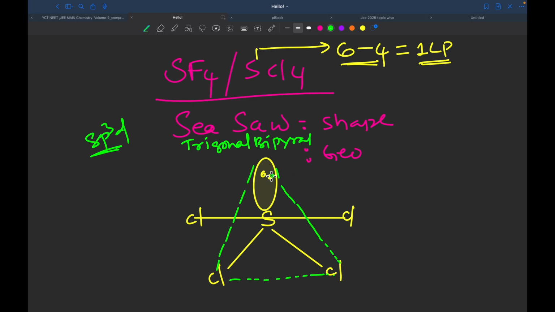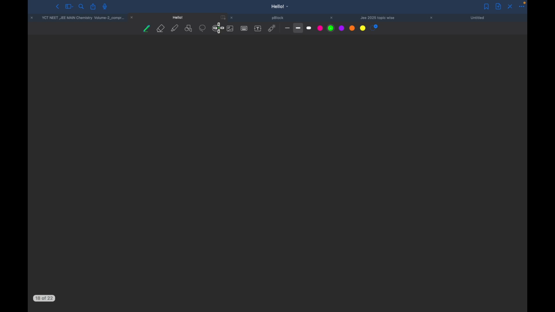So the lone pair is present at what position? The lone pair is present at the equatorial position, and this looks like seesaw, right? Don't get confused. If geometry is asked, it is trigonal bipyramidal. Geometry is based only on hybridization. The hybridization is sp3d. Shape is based on hybridization as well as the lone pair.